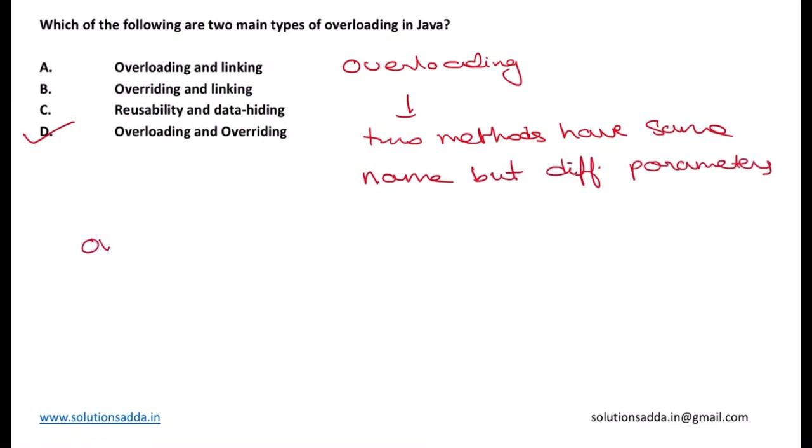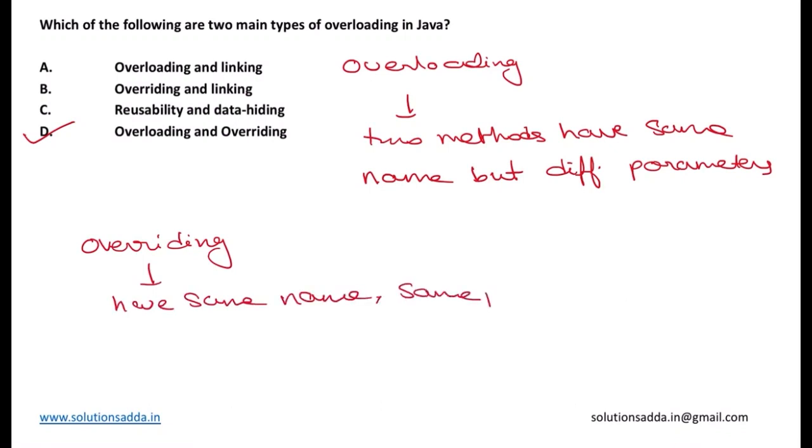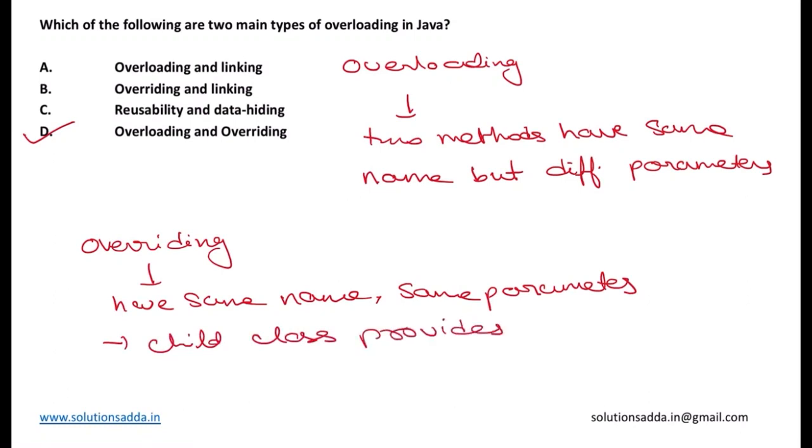But in overriding, methods have same name and same parameters, but child class provides specific implementation of method of parent class.